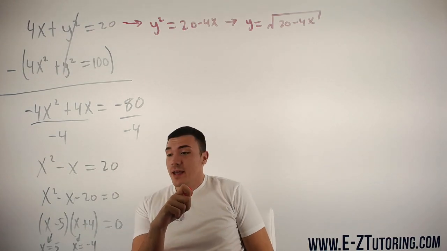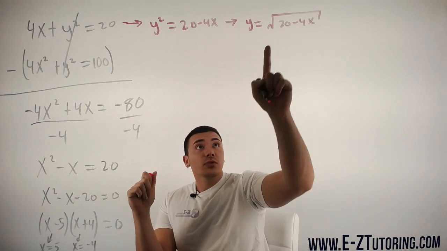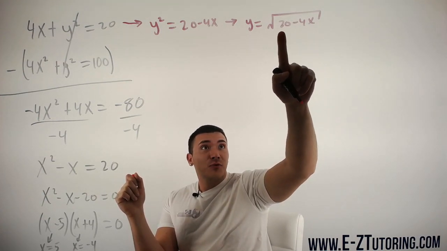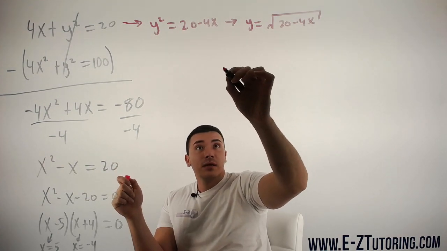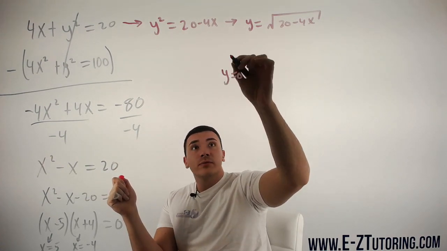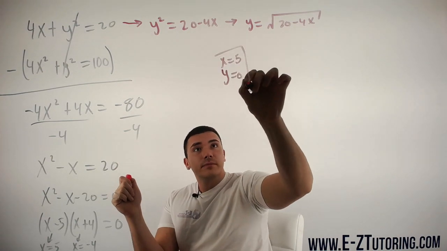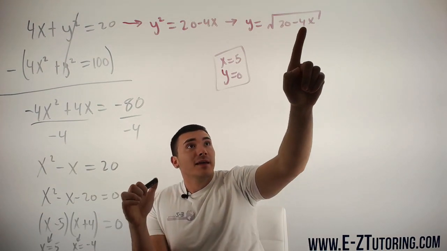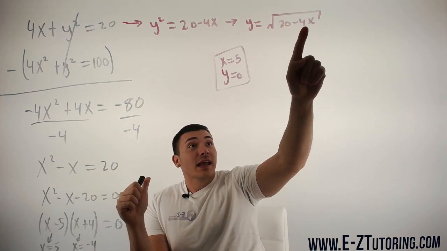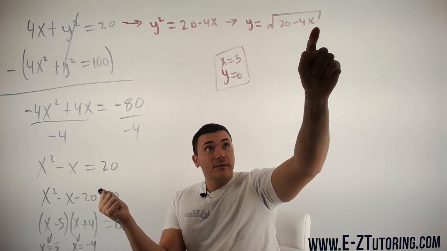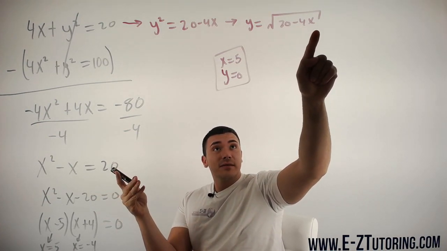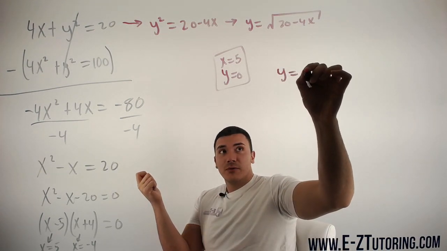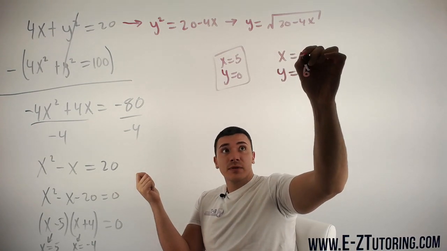So let's go ahead and plug in x equals 5. 20 minus 4 times 5. 4 times 5 is 20. 20 minus 20 is 0. So y equals 0 when x equals 5. And for the other one, negative 4, 20 minus 4 times negative 4 is plus 16. 20 plus 16 is 36. Square root of 36 is 6. So y will equal 6 when x equals negative 4.